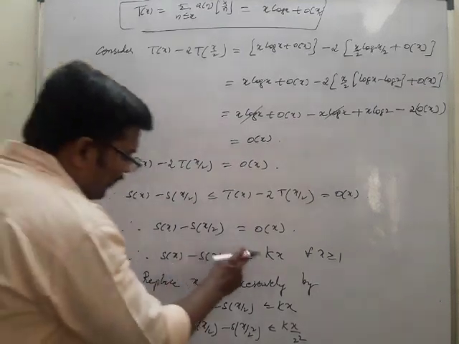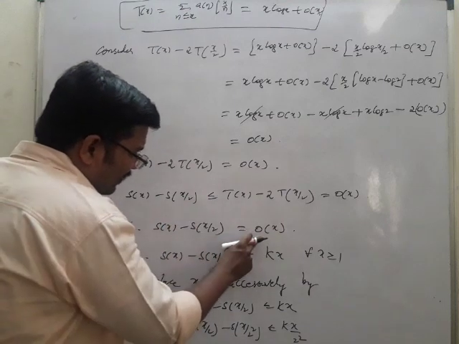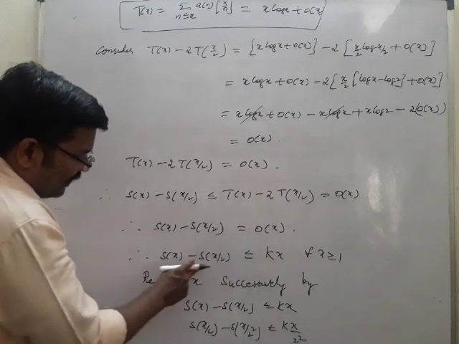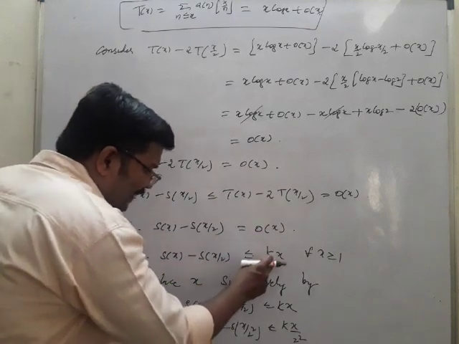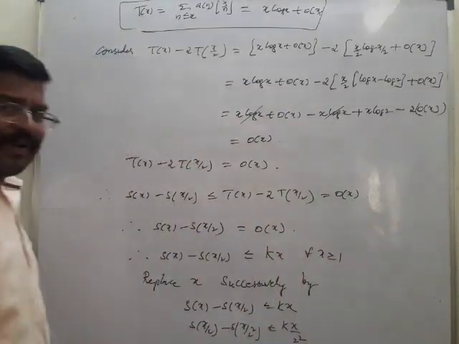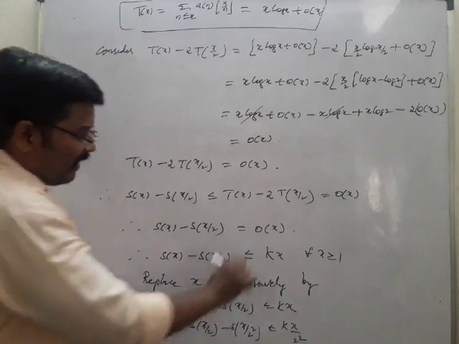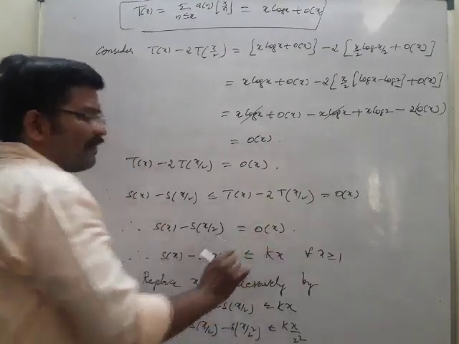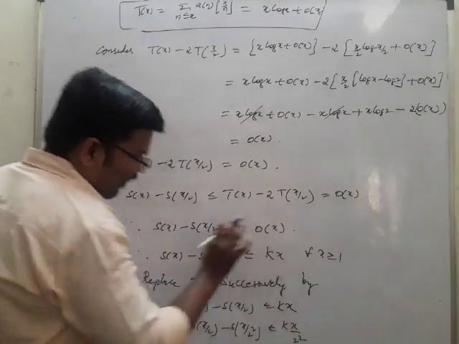So why have I written k of x? Because this is less than or equal to big O of x. So s of x minus s of x by 2 is less than or equal to some k of x, where k is any positive value and x is greater than or equal to 1. It is bounded by some k of x value because it is a big O of x. The x value is ultimately the largest value, so I'm just writing it as k of x now.